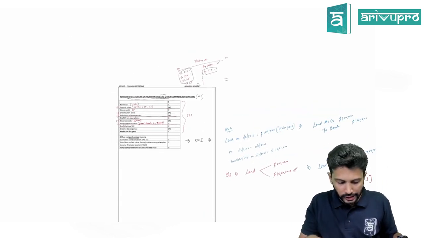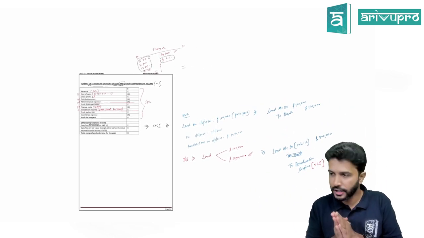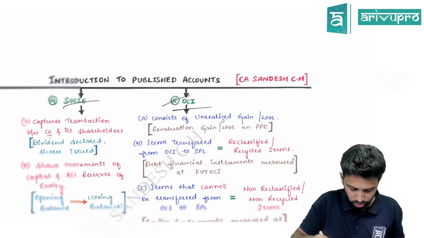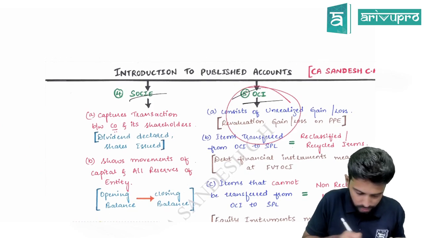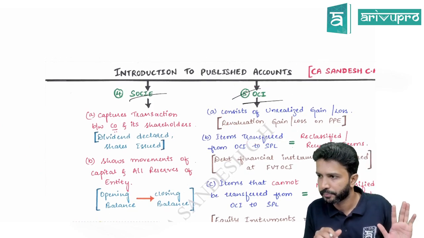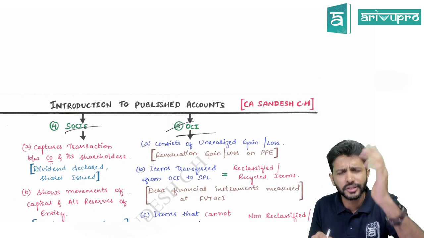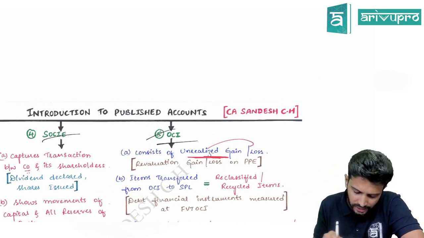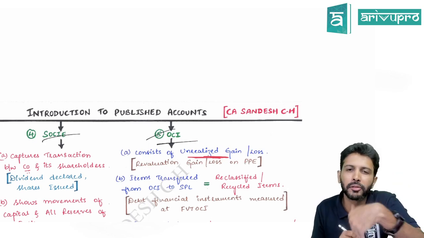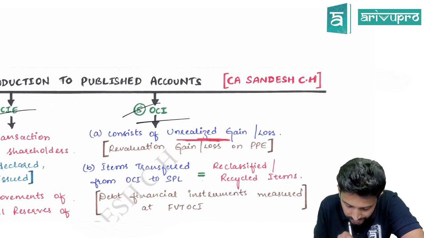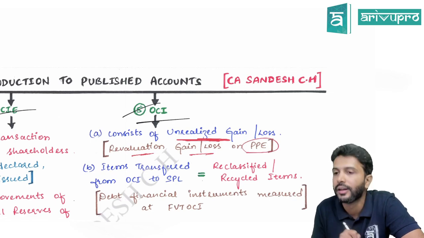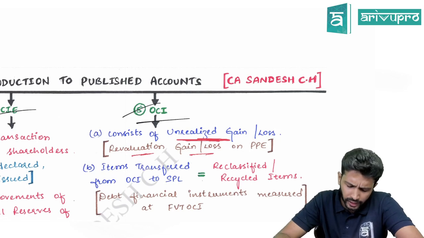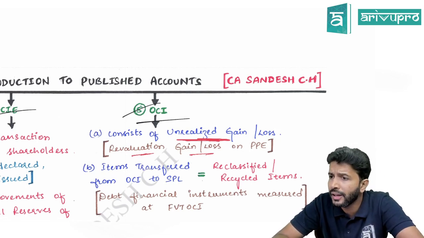Okay, awesome. So that's about our OCI. So that means the first bouncer or the first question mark is sorted for us. What is the question mark we had put for OCI? That is clear. Okay, so OCI simply means what, sir? It's a statement which captures all unrealized gains and losses. And one of the examples of unrealized gain I gave you is revaluation gain or loss on PP. The PP example that I took was land. Like this, any fixed assets could be revalued.